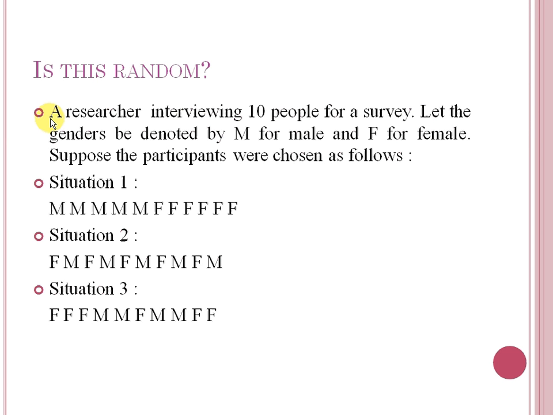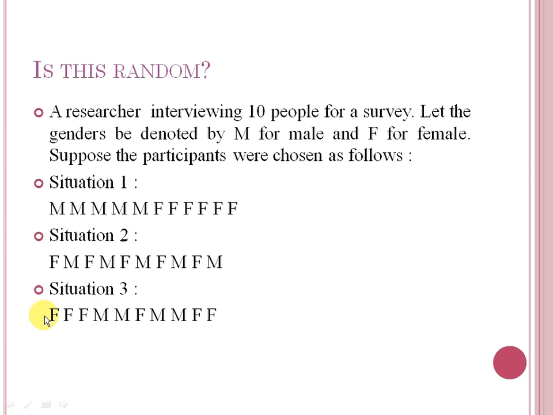Suppose the participants were chosen as follows. In situation 1, we have male, and then female, female, and so on. In this case, we have 1, 2 runs. This is not random because we have too few runs. We have only 2 runs. In situation number 2, we have female, male, female, male, female, male, female, male, female, male. In this case, we have 1, 2, 3, 4, 5, 6, 7, 8, 9, 10 runs. This case is not random as well because we have too many runs.